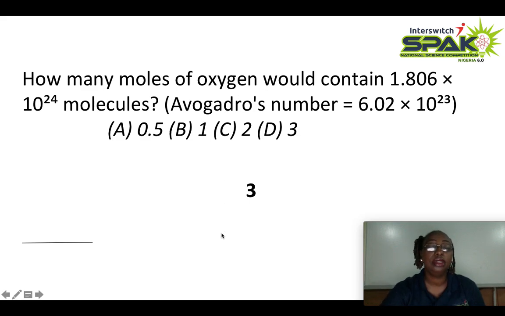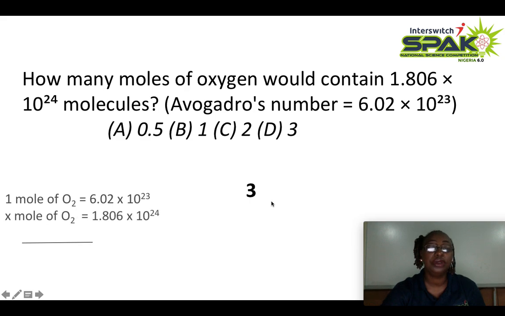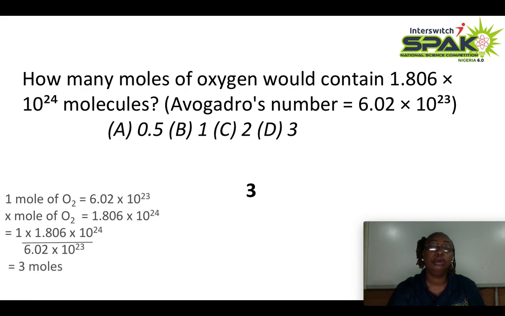How do we go about this? How did you get it? Let's see. 1 mole of oxygen is equal to 6.02 times 10 raised to the power 23. So what will be 1.806 times 10 raised to the power 24? If you do your calculation, you have 1 times 1.806 times 10 raised to the power 24 over 6.02 times 10 raised to the power 23 to give us 3 moles. 3 moles of oxygen.